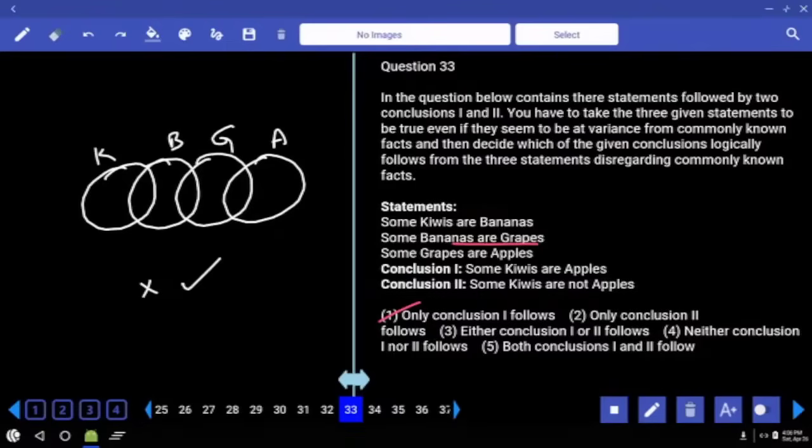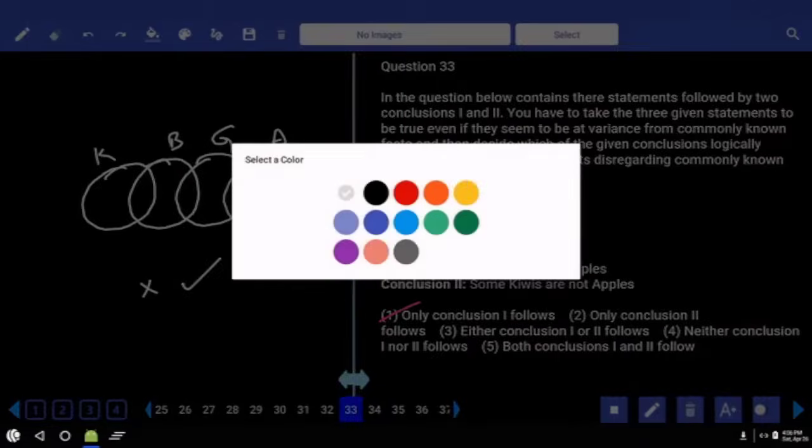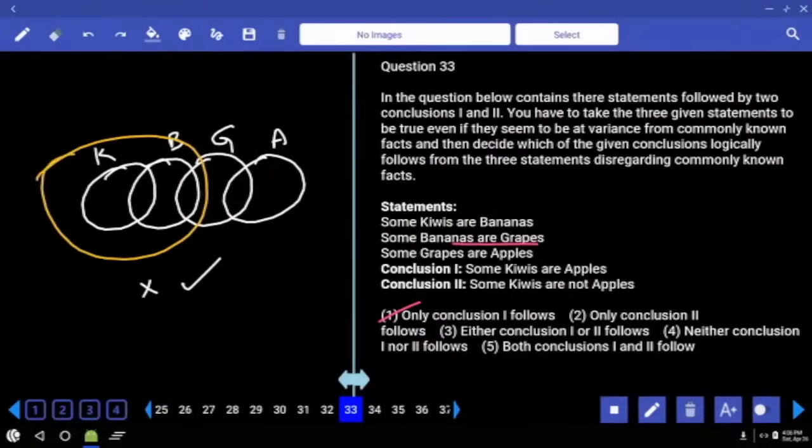As some kiwis are not apples too, now we need to break all kiwis are apple. Possible or not possible? All kiwis are apple, possible or not possible? How is it possible? Now I am writing apple like this. Clear? Then hence it is possible and this is false. Now if it is false, then some kiwis are apples has become true or not? Now it has become true. Then what is your answer? Either one or two, choice 3, 33.